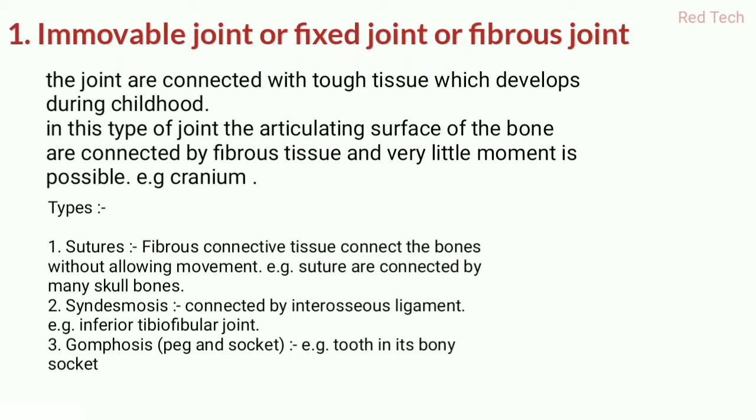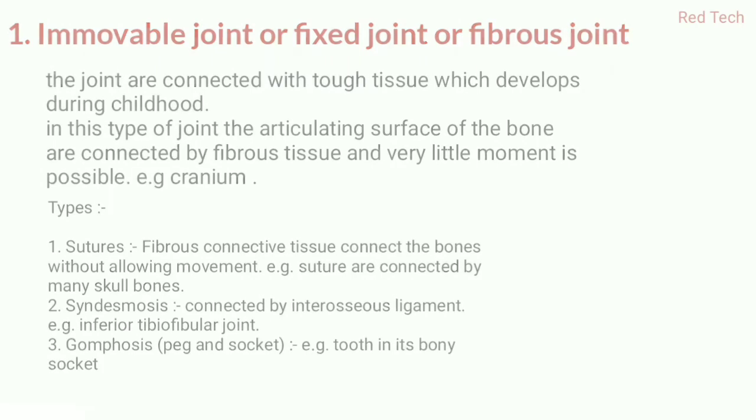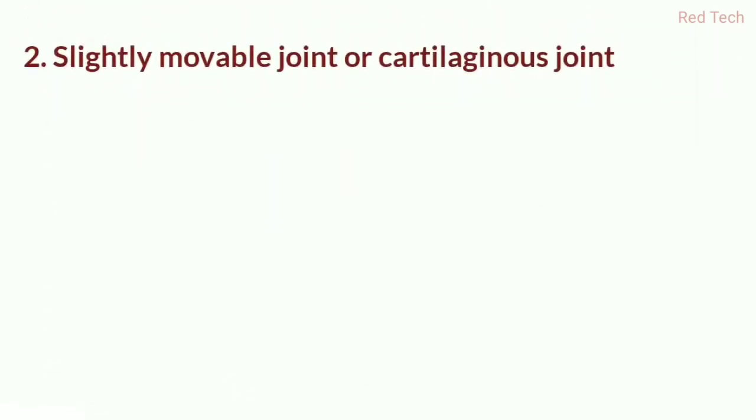So we studied the immovable joint that cannot move and which is connected by fibrous tissue, that's why we call it a fibrous joint. Suture, syndesmosis and gomphosis are the types of this joint. We have to remember that the articulating surfaces of the bones are connected by fibrous tissue. Now move to the second one, the slightly movable joint, also known as the cartilaginous joint.